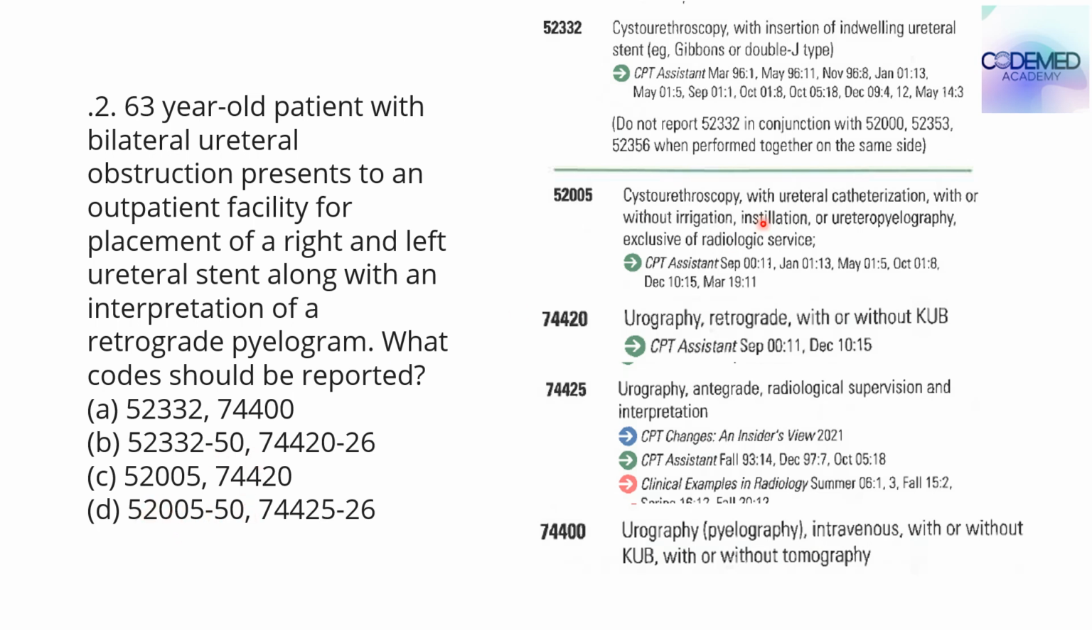So 52332 is the code for the cystourethroscopy with insertion of indwelling ureteral stent, and 52005 is cystourethroscopy with ureteral catheterization with or without irrigation, instillation or ureteropyelography, exclusive of radiological services. So the stent has been put in, so I will require code 52332 because it is very clearly written, insertion of the indwelling ureteral stent. So in between A, B, C, D, C and D go away. In between A and B, tell me what's the answer.